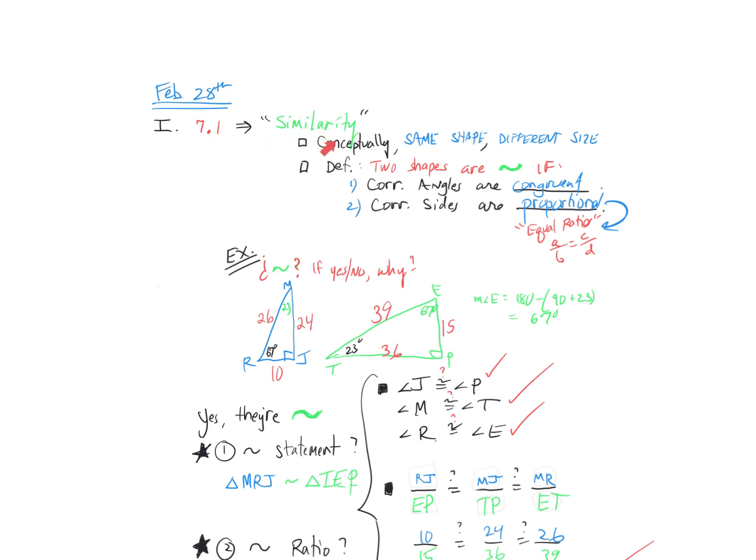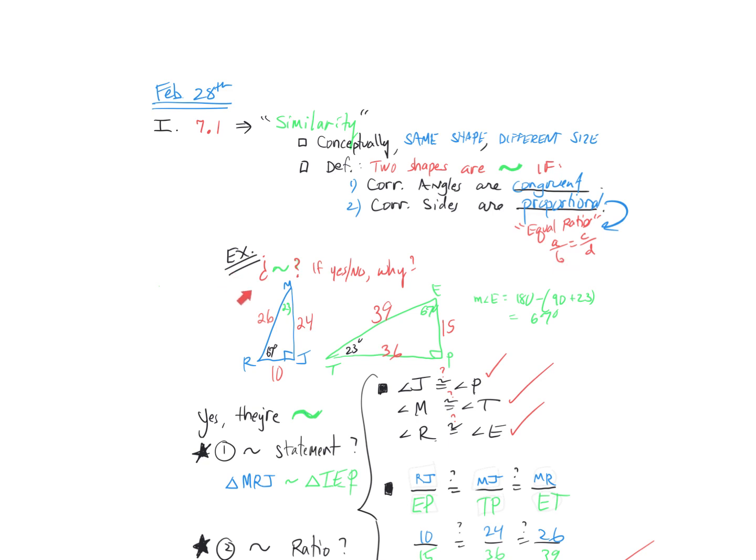And what this means conceptually when two objects are similar is that they have the same shape though different sizes. The definition says two shapes are similar if all corresponding angles are congruent, while all corresponding sides are proportional. Now, what's a proportion? Proportion means equal ratios, like the ratio of A to B and the ratio of C to D. If they're equal, then they are proportional.